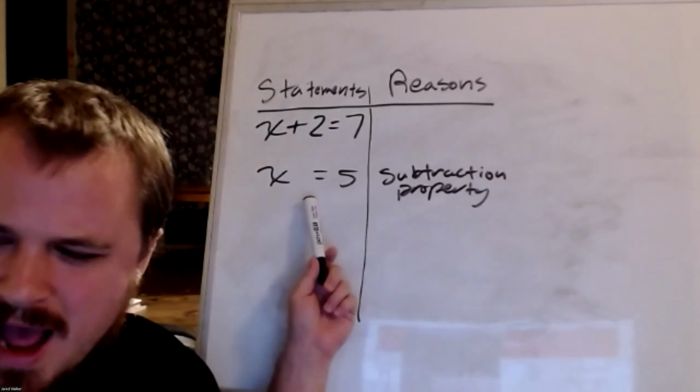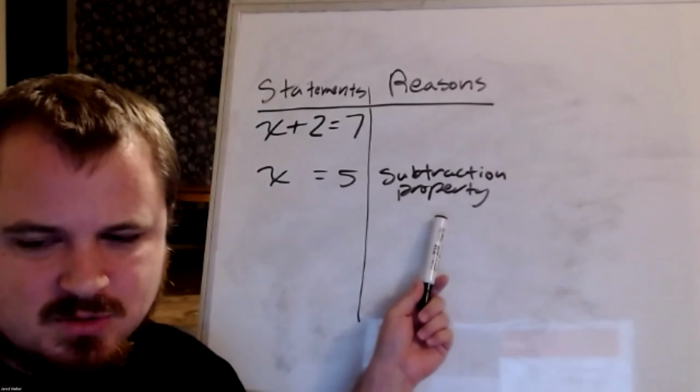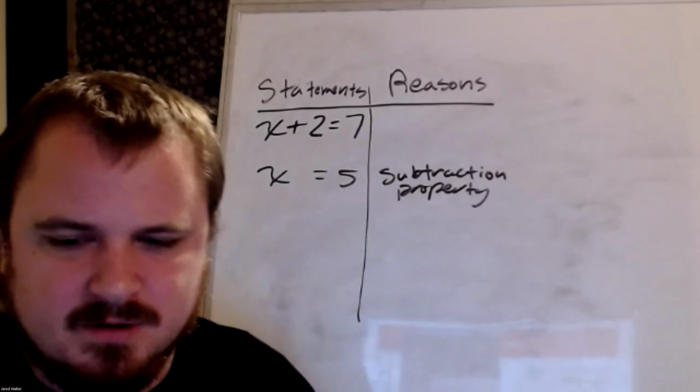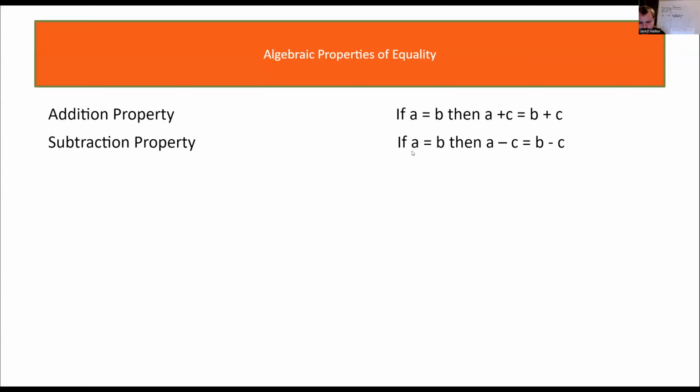And if somebody goes, why? I don't understand that. I could say, go look into the subtraction property. If you understand the subtraction property, you'll understand what's happening here. So, subtraction and addition property.